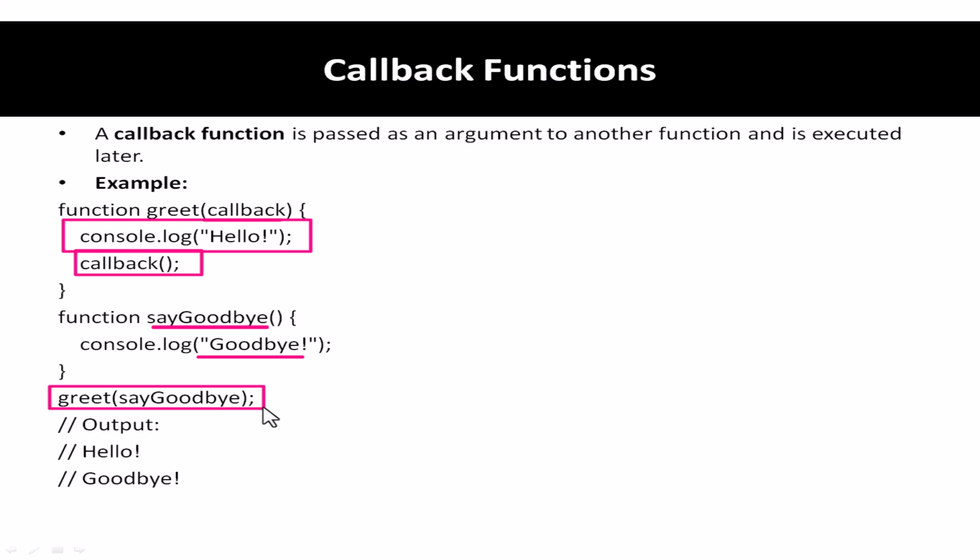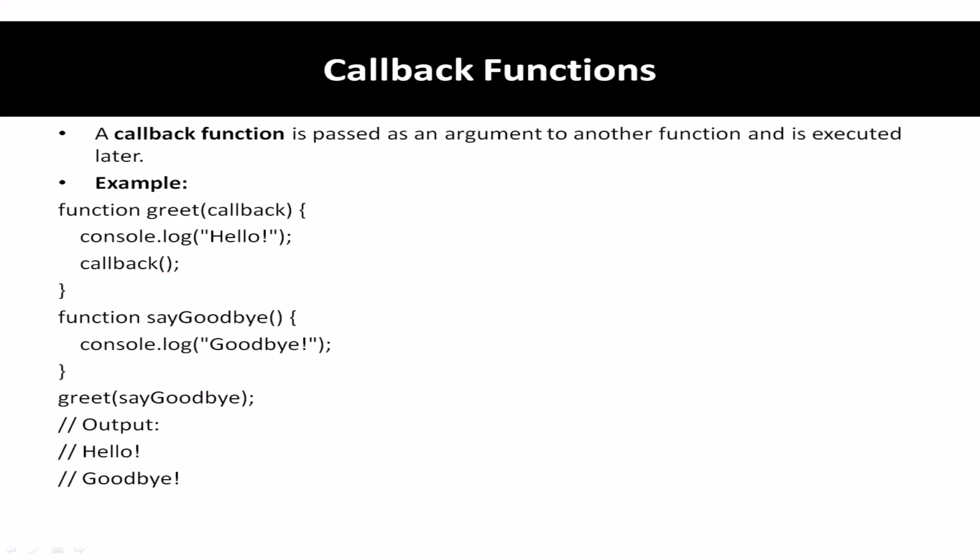Here, greet is one function, and inside it we have a callback. So it is going to call the particular callback. It prints hello first, and later on it prints goodbye. So the output shows hello and goodbye. It means it has called hello first and goodbye next.